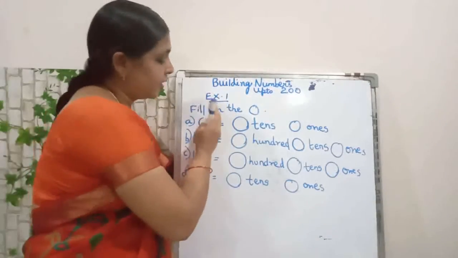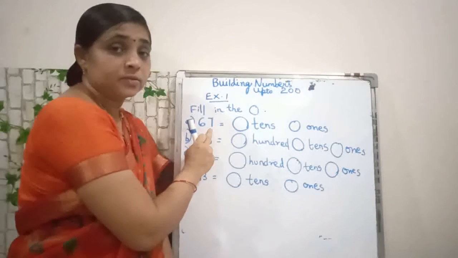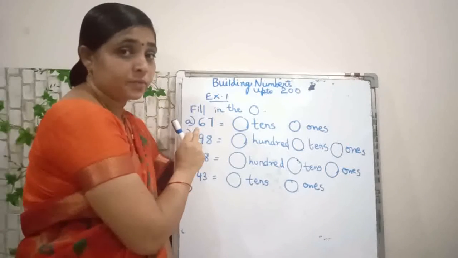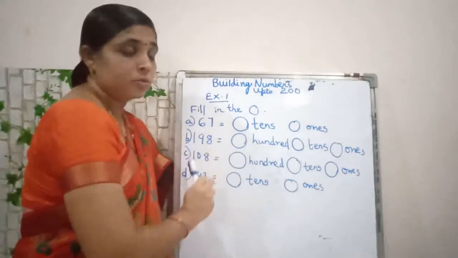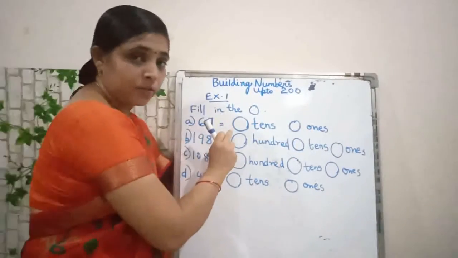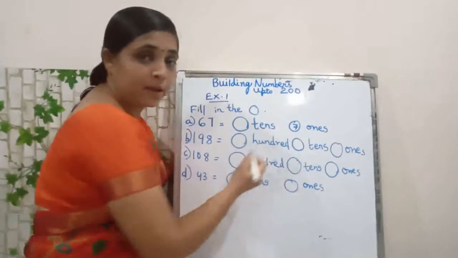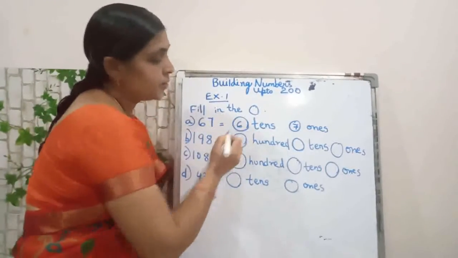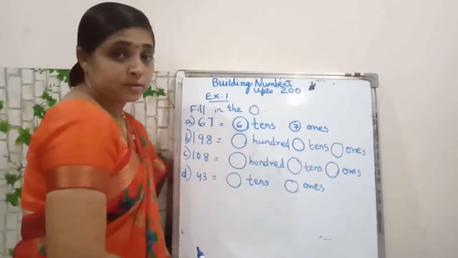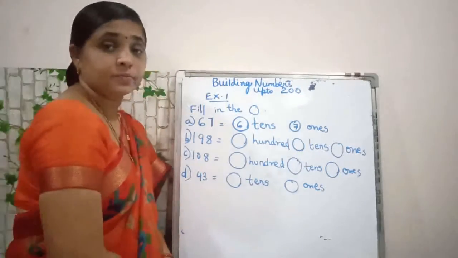So 7, 6. 7 is in which place? Ones place. 6 is in tens place. So what do you have to do? You have to write 7 in ones place, 6 in tens place. So how many tens are there? 6 tens are there. How many ones are there? 7 ones are there.